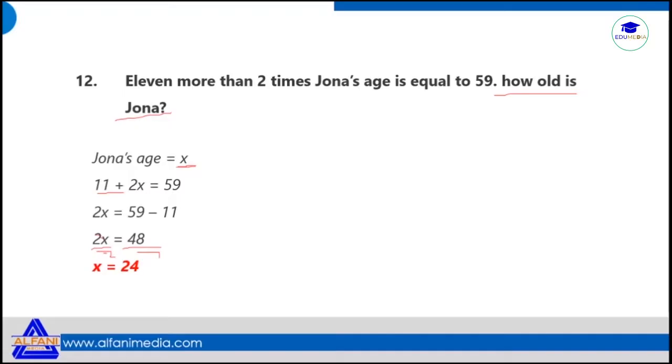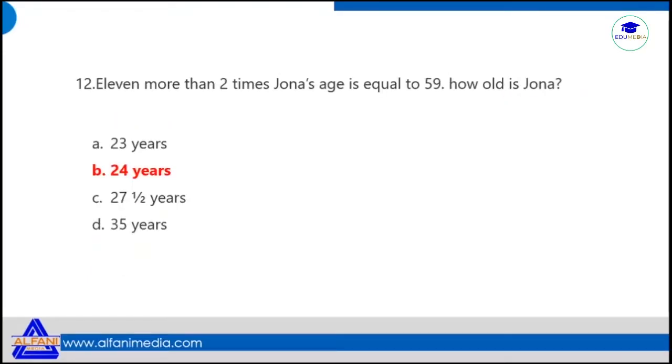That is how we're able to get this. As I said, first of all, I don't know Jonah's age. I just have to represent it with x, and then I continue with it. So the answer is 24 years. Jonah is 24 years old.